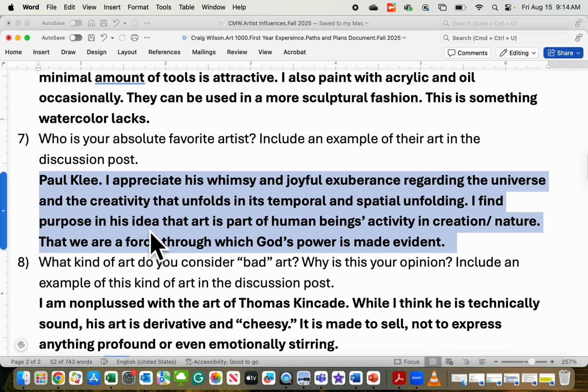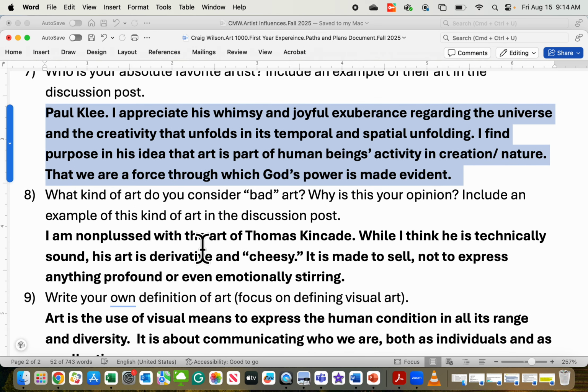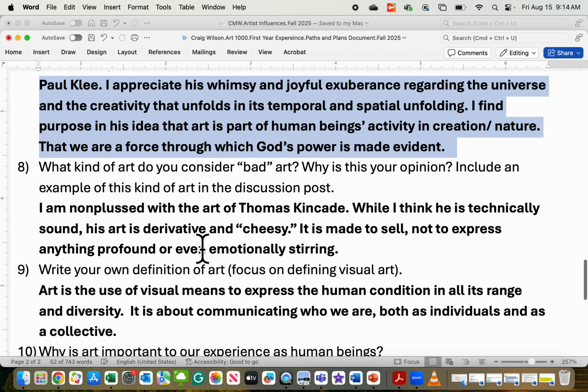I find purpose as an artist in his idea that art is a part of human beings' activity in creation and nature, that we are a force through which God's power is made evident. So there's a kind of religious component to Paul Klee's worldview. Although whether he was a religious person or not is in question. I think he had moments and times where he doubted and moments in time where he believed.